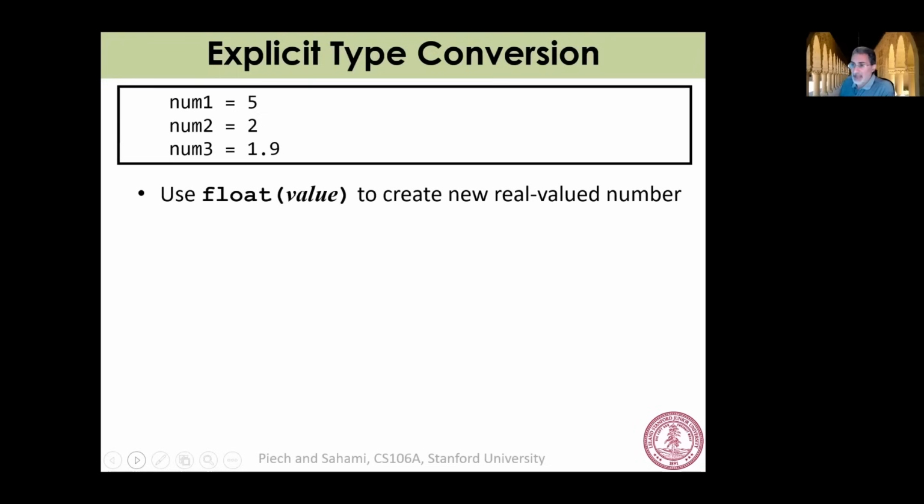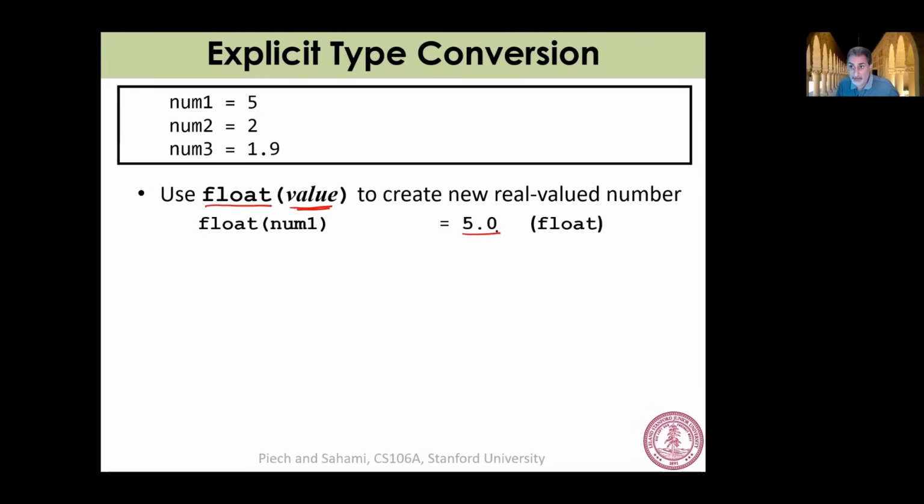So the idea is if I had some value, say that was an integer or even a string, like a piece of text that had a real value in it, and I wanted to have it be evaluated as a real value, I would say float, and then inside parentheses, I would specify the value or the name of the variable that I want to create a new real value or a new float. So what does that look like? If I were to say float on num1, num1 is the value 5 as an integer. When I say float of that, what I get back is 5.0. I get the float or the real valued equivalent, that's 5.0.